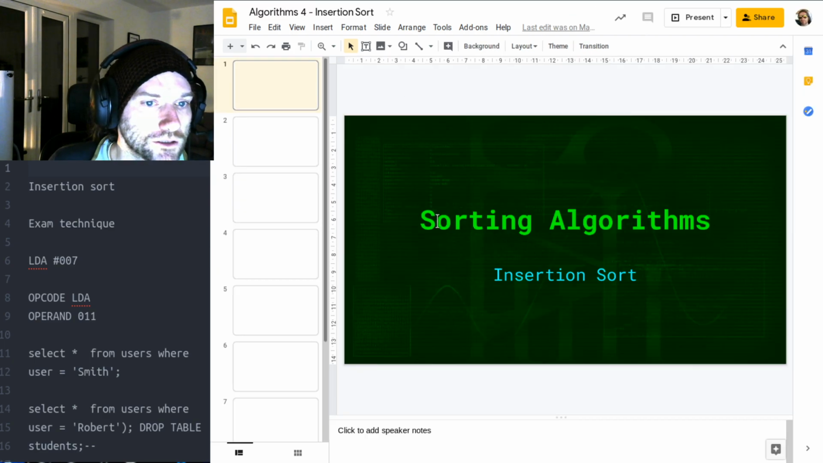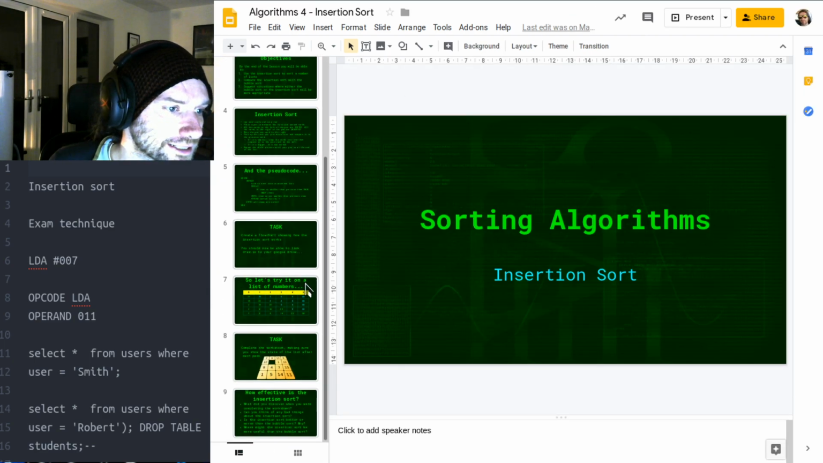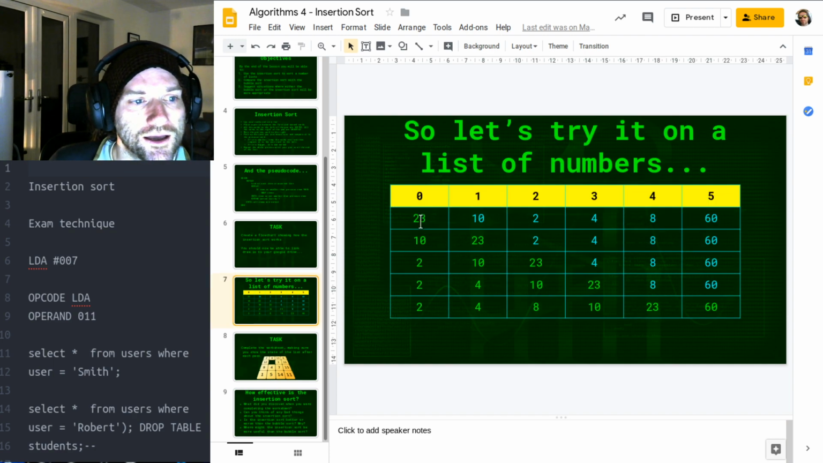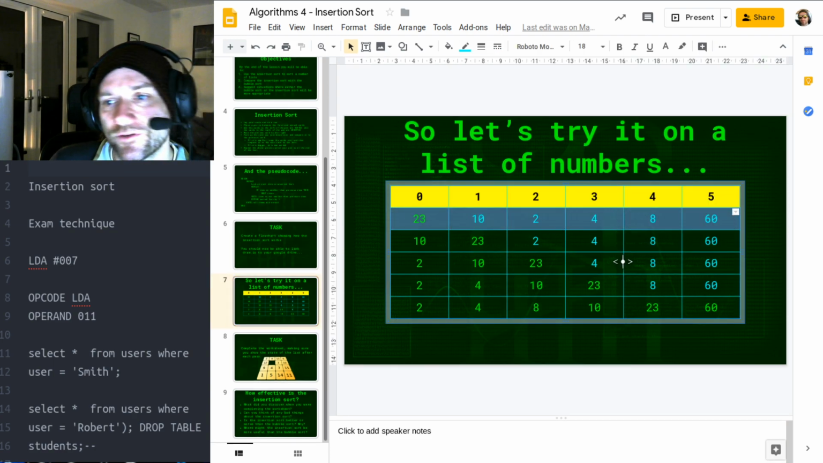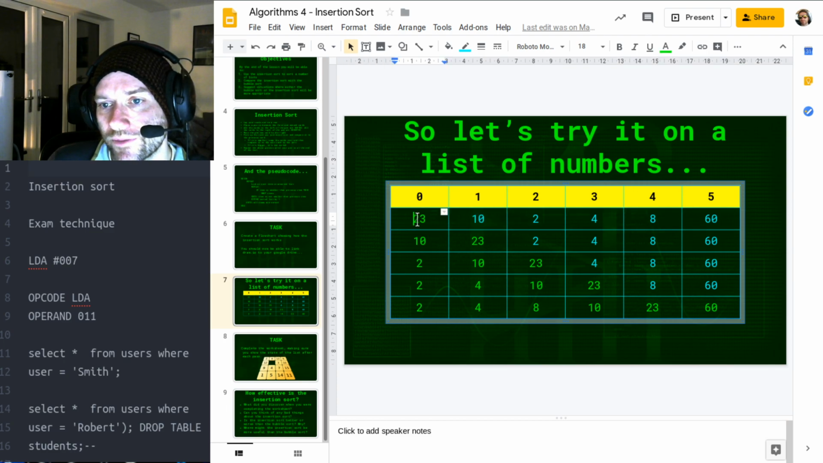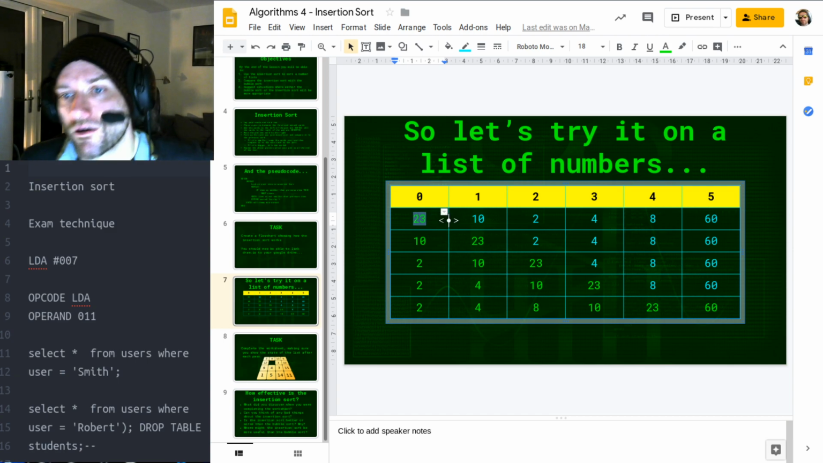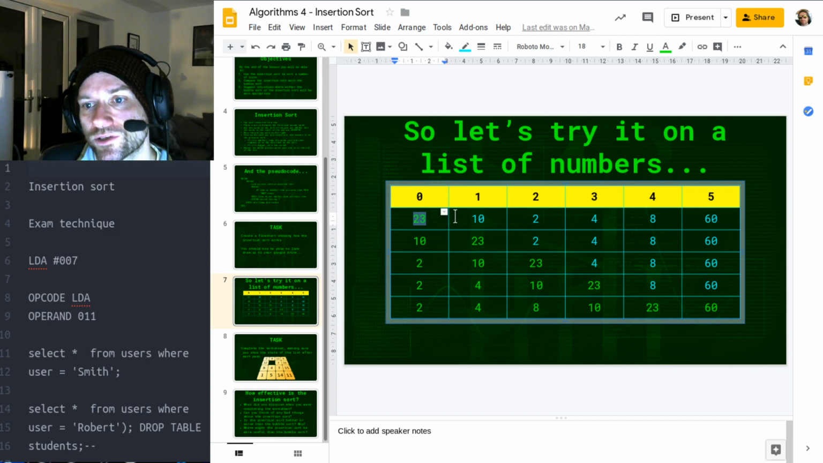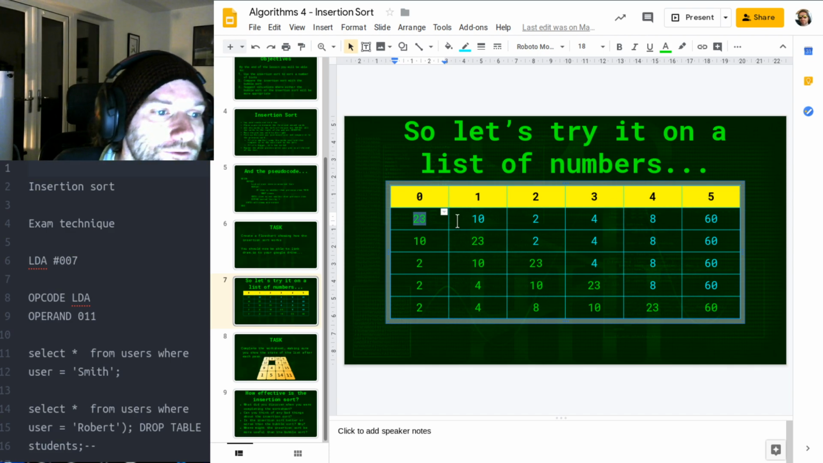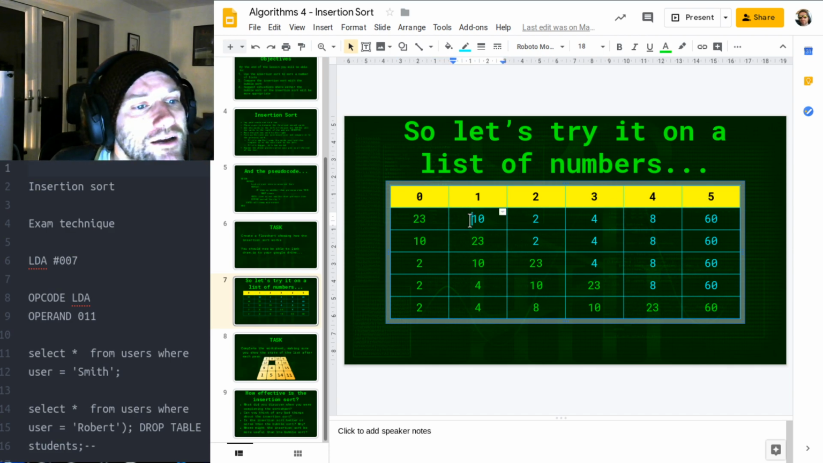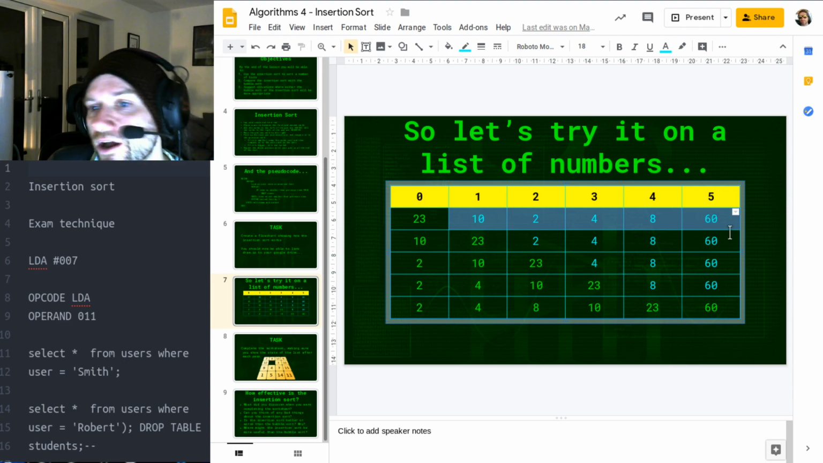Dun, dun, dun, dun, dun. The insertion sort is ridiculously simple. You start off with a list of numbers. Here's my list of numbers, right? The first number in the list is the sorted list. Anything to the left of this point here is sorted. Anything to the right is unsorted. I have coloured the sorted list green, and I have coloured the unsorted list cyan here.